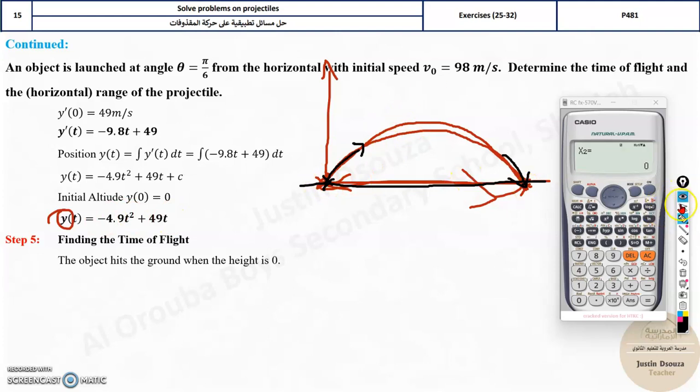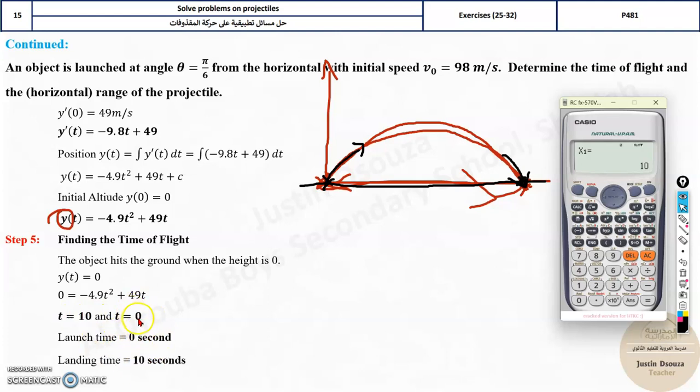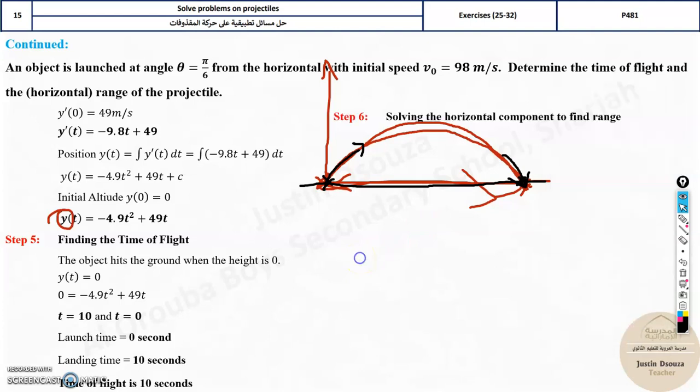And when is the t value ending? When it finishes, when it falls down. So you get two values of t, that is 10 and 0. When we substitute this y of t as 0 and solve it, we got t equals 10 and 0. Now 0 is the launch time, and the landing time is 10 seconds. Landing time is the time of flight. That much time it was in flight.